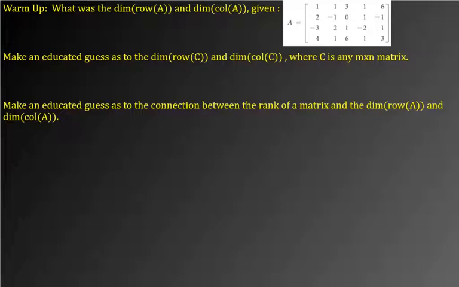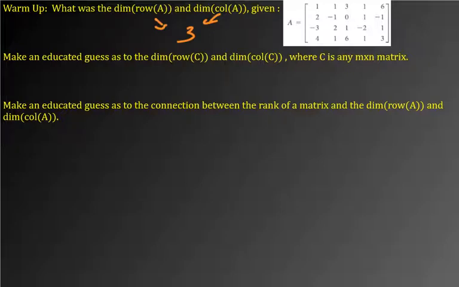So I want to start off today and actually go back to a problem we talked about in the last video. If you remember, the dimension of the row space of A and the dimension of the column space of A, where A was that matrix right there, both of these were 3. And you can go back and watch the video where I talked about what those 3 vectors that make up the basis could be.